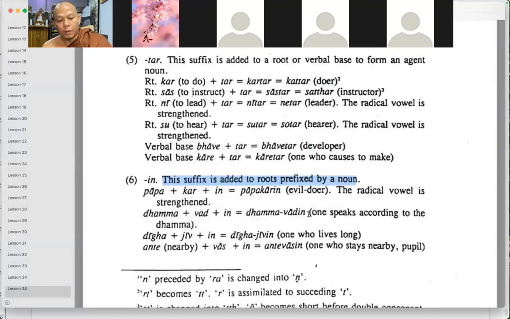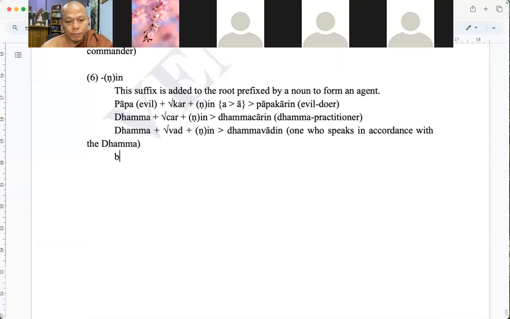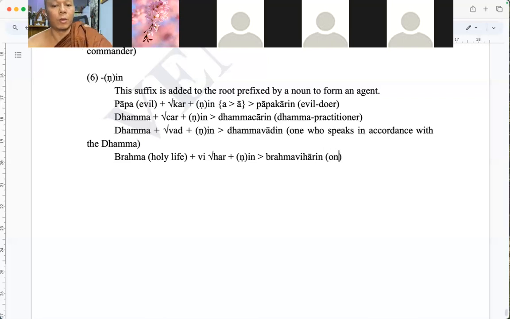In the same way, Brahma means holy practice or holy life. After that, we prefix it. Vas means to dwell. The same way, the suffix. So Brahma Vihari, a Brahma Vihari is one who lives the holy life.